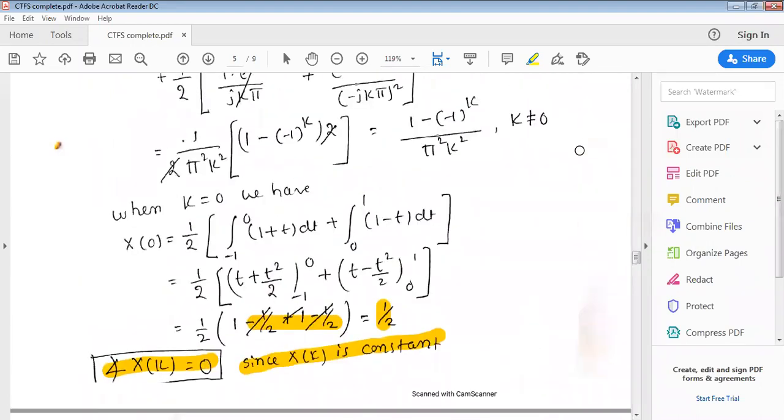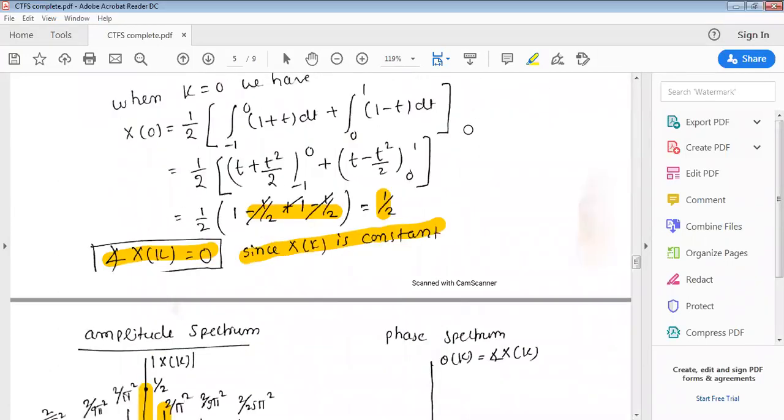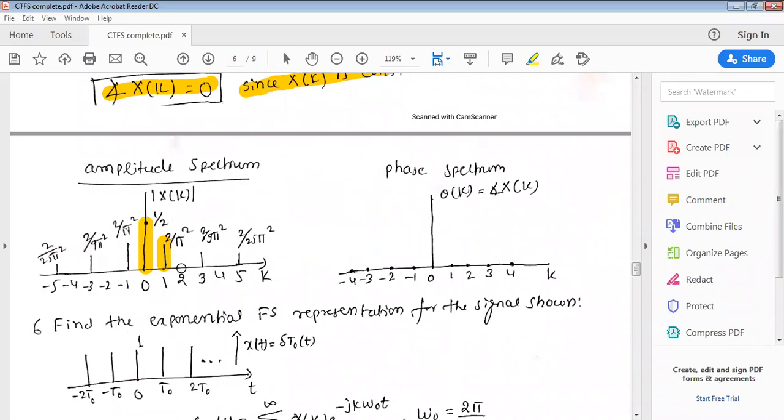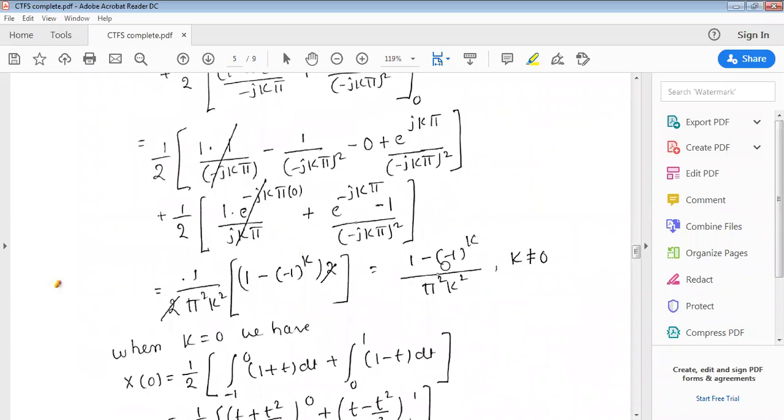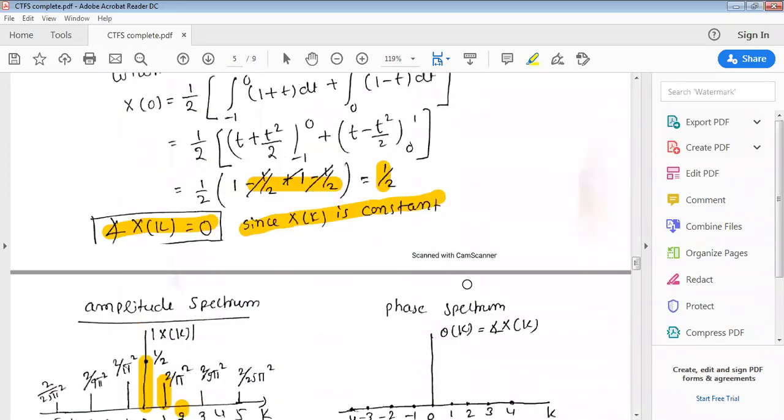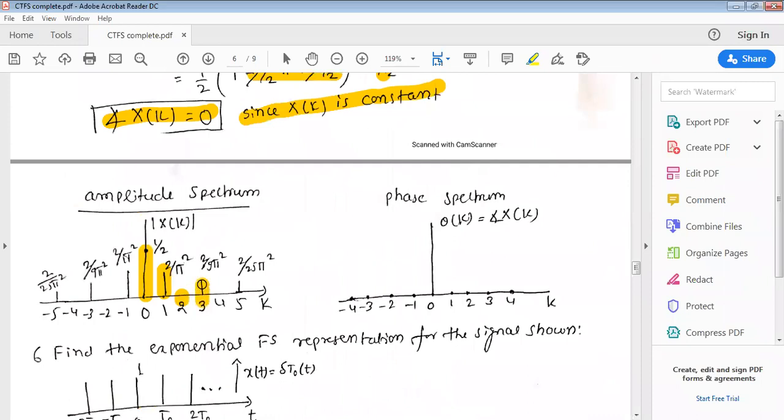Give k equal to 2. When you give k equal to 2, what happens? 1 minus of 1, minus 1 square, minus 1 square is 1 only. 1 minus 1 is 0 only. Therefore, at 2, you should get 0. See here, at 2, it is 0. Next, give 3. When you give 3, it will become 3 by pi square by 3 square, that is 3 by 9, that is 1 by 3 pi square. That is the answer.